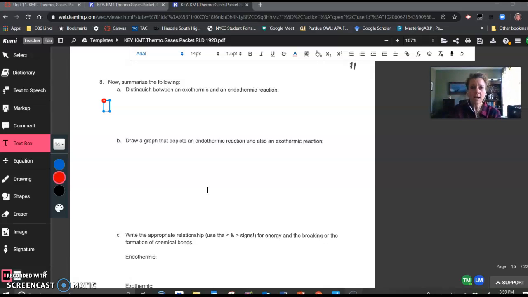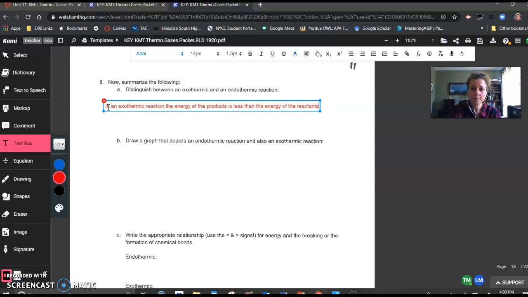Well, to do this, I would say something like, in an exothermic reaction, the energy of the products is less than the energy of the reactants because more energy was released during product formation than was added to break the bonds of the reactants.